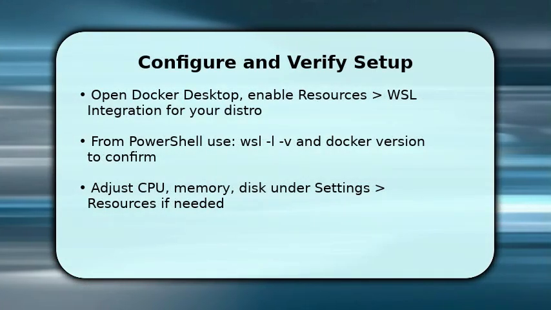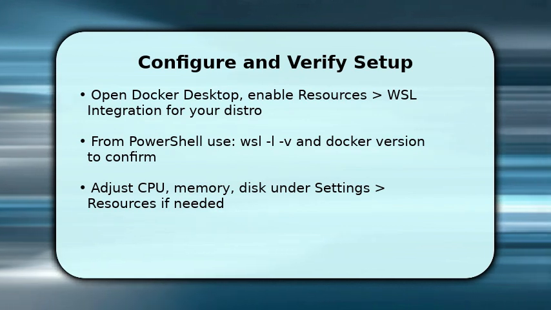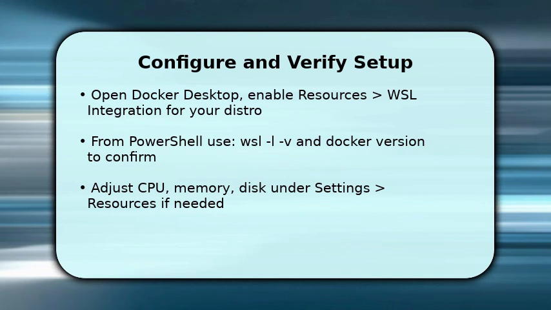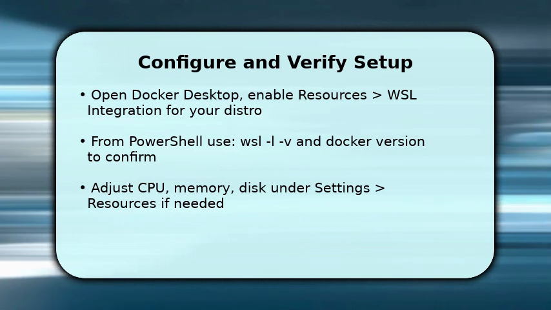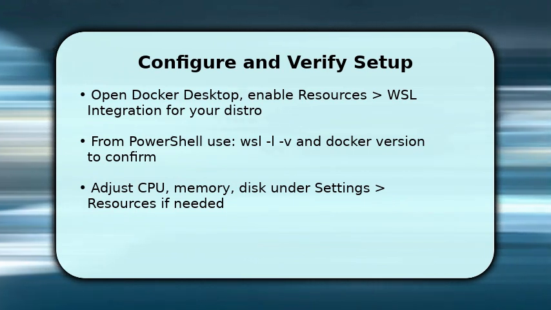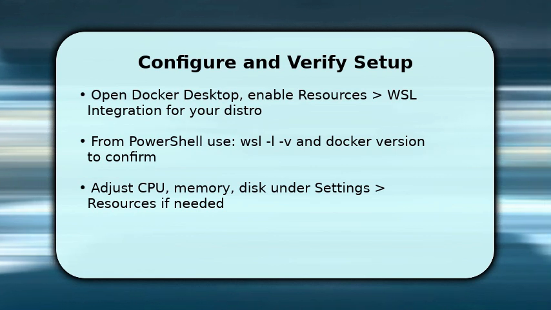Once Docker Desktop is installed, open it and configure integration so your Linux distro can run containers. You should enable Resources, WSL integration for the distro you use. This lets Docker use the lightweight VM. Then open PowerShell or a WSL shell and run wsl -l -v to verify distro state and docker version to confirm the daemon is reachable. If containers feel slow, adjust CPU, memory, and disk in Settings, Resources. Tweaks here improve build and runtime behavior.